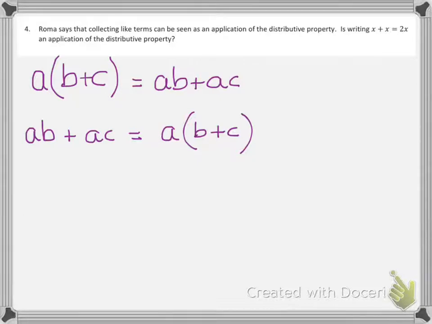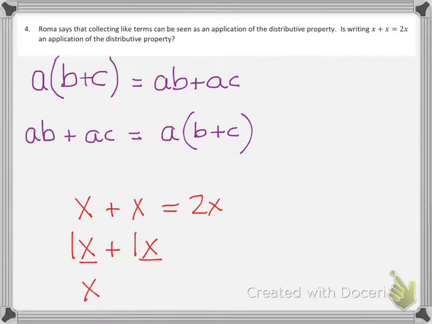So if we wrote x plus x equals 2x, we could also write x plus x as 1x plus 1x, and then we could take out the common factor, let's say x, and we would have x times the quantity 1 plus 1. 1 plus 1 is 2 times the quantity x. So yeah, that's the distributive property.